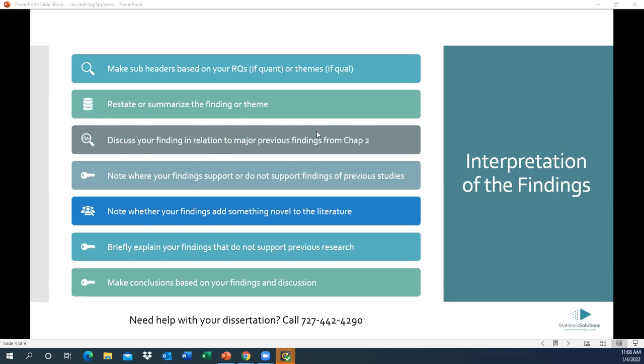So here's what you found for RQ1 or theme 1. How does that relate to what previous studies have revealed? You found this. Well, Smith found something else, or your findings confirm what Smith found. It's important to say whether your findings are confirming previous research, or if they're not confirming or supporting previous research.